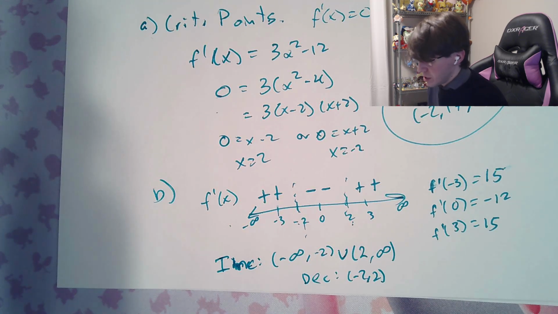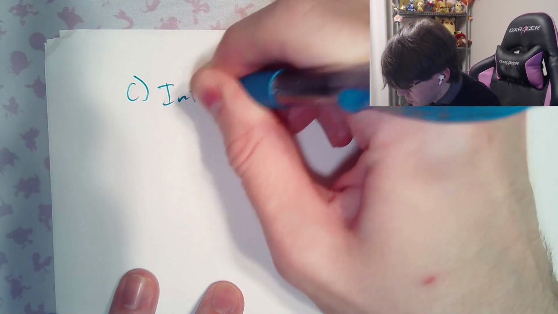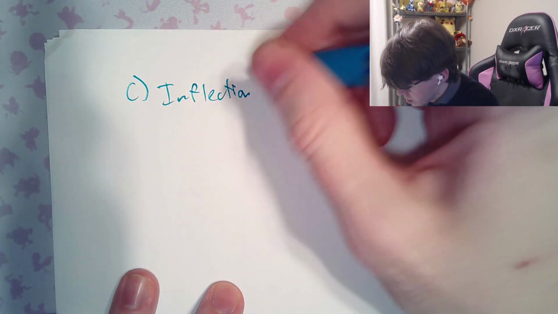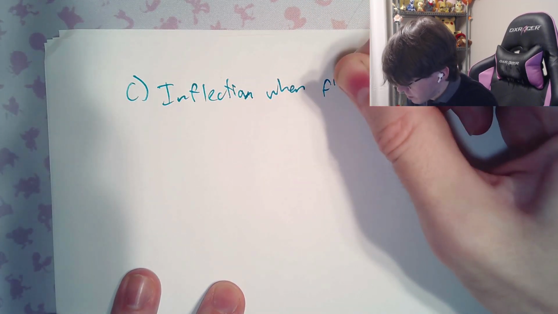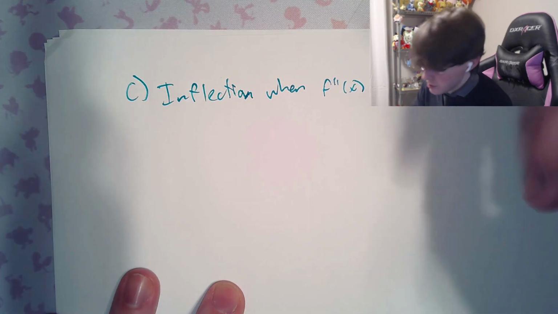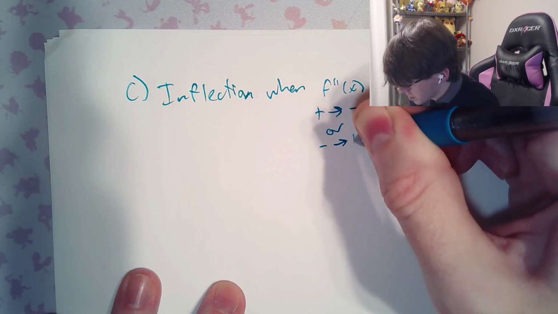From there, we also need to do letter C. We're not even done with this question. Letter C: find all the inflection points. If you did not know, the definition of an inflection point is when f double prime of x changes sign, so plus to minus or minus to plus.